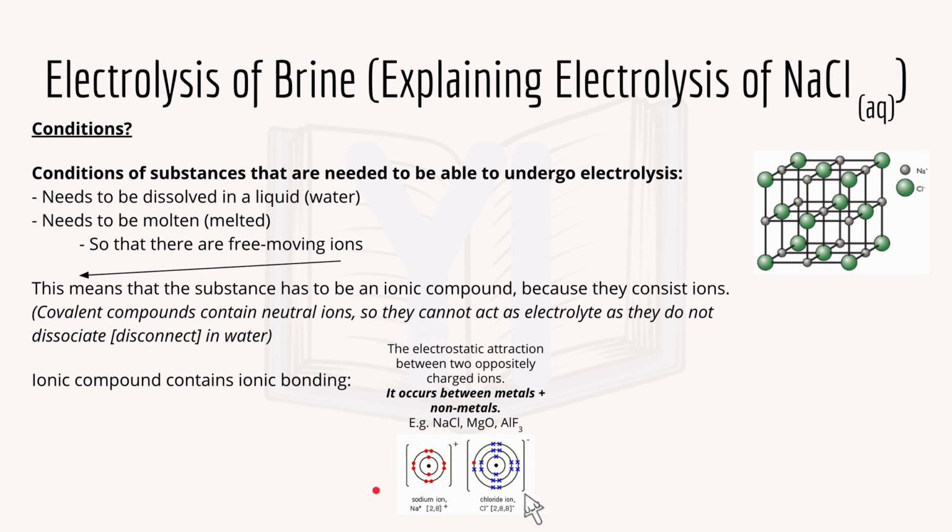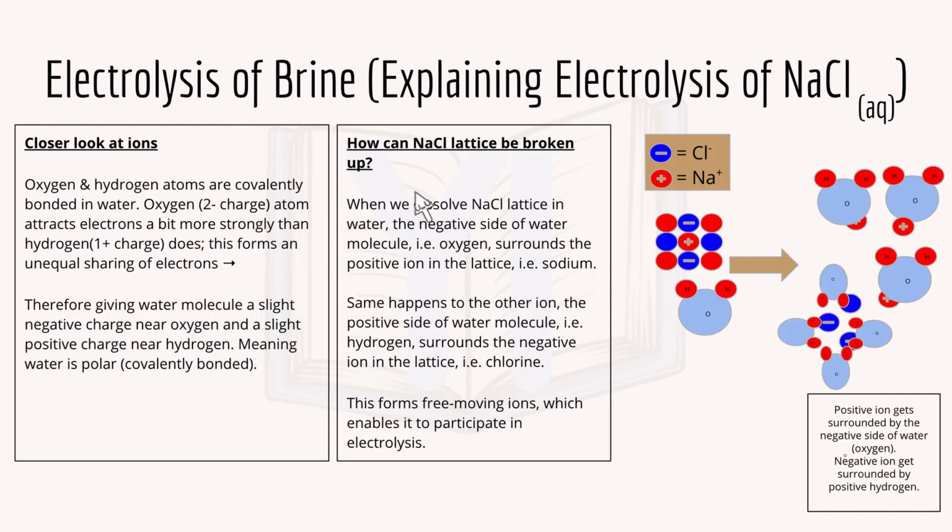And ionic bonding over here is the electrostatic attraction between oppositely charged ions. And an ionic lattice right here, or as we call it in year 9, the giant ionic lattice structure. So we'll move on to a closer look at the ions. Oxygen and hydrogen atoms are covalently bonded in water, and oxygen, which is 2 minus, attracts electrons a bit more strongly than hydrogen, 1 plus, does. This forms an unequal sharing of electrons. Therefore, it gives a water molecule a slight negative charge near oxygen and a slight positive charge near hydrogen, meaning water is polar and they are covalently bonded.